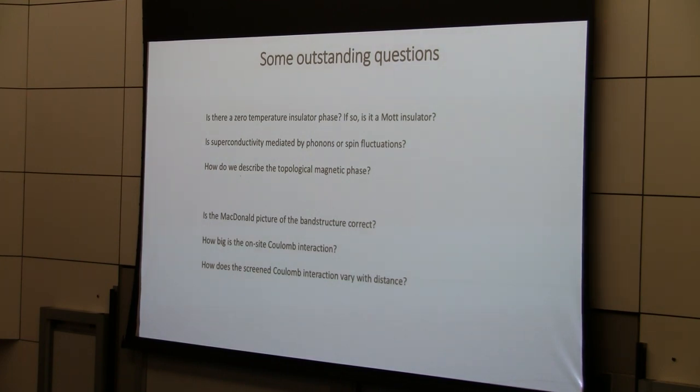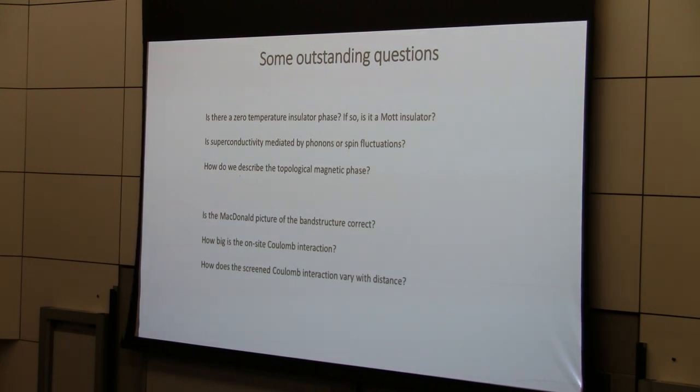Okay. So let me put down some open questions for what one might like to know in this material, and then I'll try to answer a few of them. Let me also keep track of time. Okay, good. So one: is there actually an insulating phase in this material at all? The experimental data so far are inconclusive. And if so, is this really a Mott insulator, or is this some other type of insulating phase?